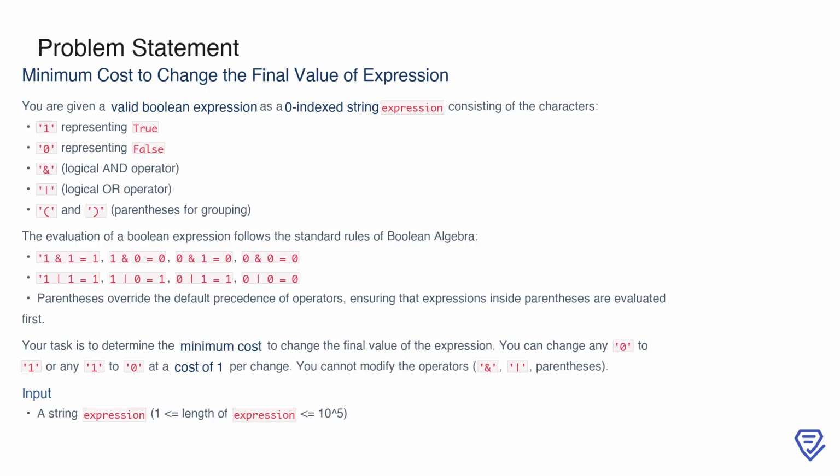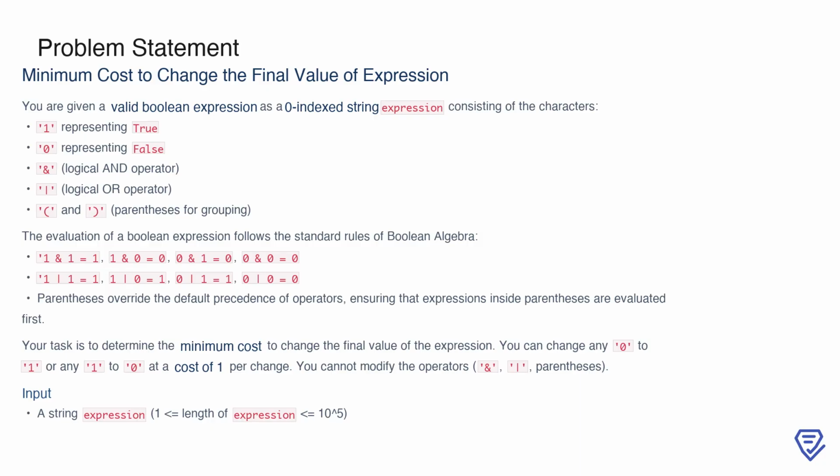The evaluation of the Boolean expression follows standard rules of Boolean algebra. For example, 1 and 1 evaluates to 1, whereas 1 and 0 evaluates to 0. Similarly, 1 or 0 evaluates to 1, while 0 or 0 evaluates to 0. Your task is to determine the minimum cost to change the final value of the expression by modifying any 0 to 1 or any 1 to 0. Each change has a cost of 1, and note that you are not allowed to modify the operators or parentheses.